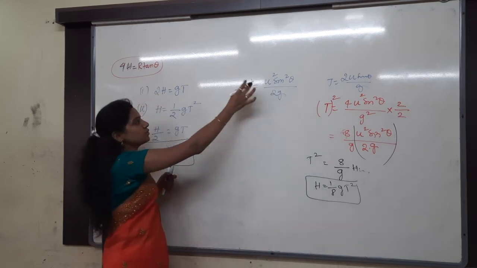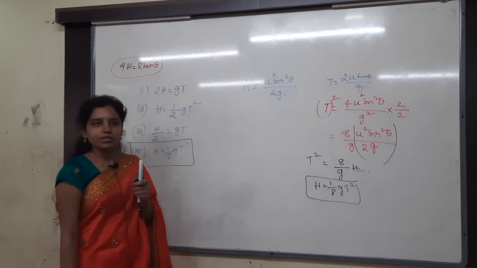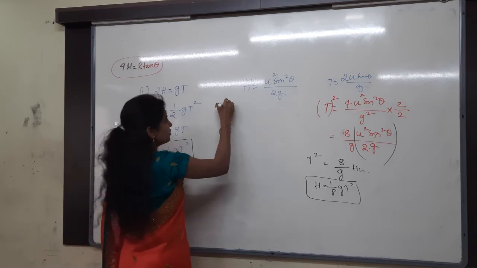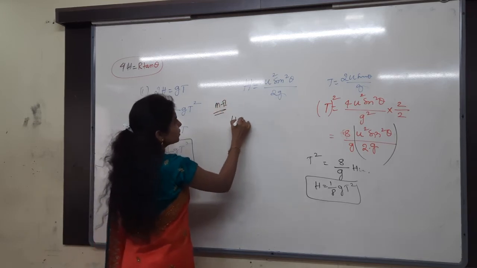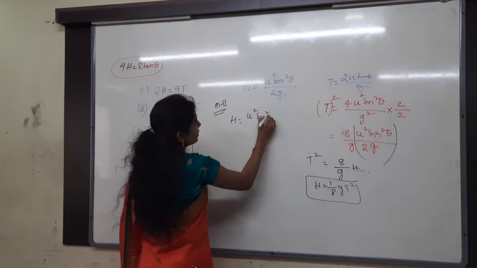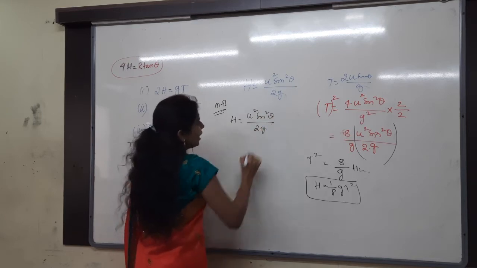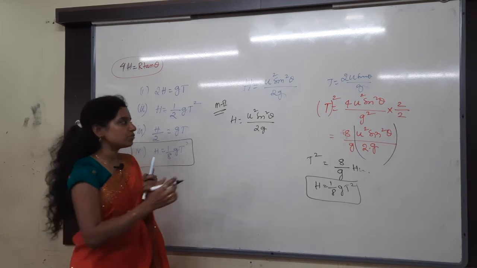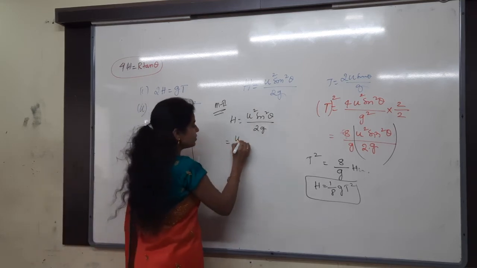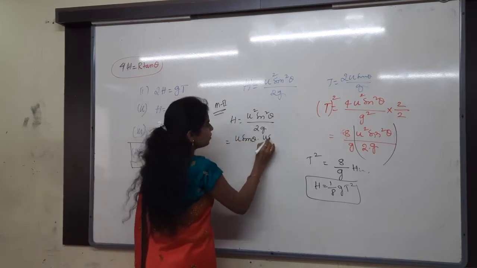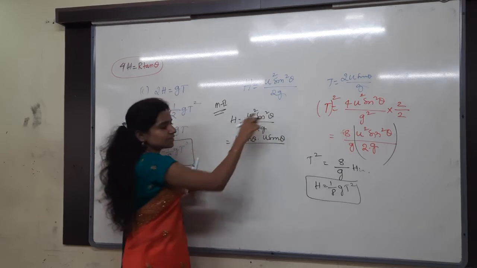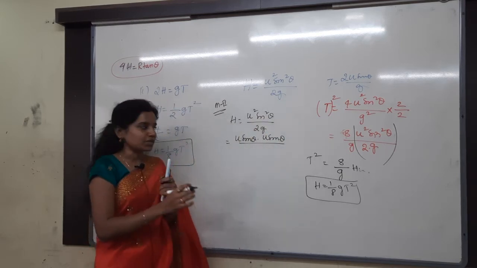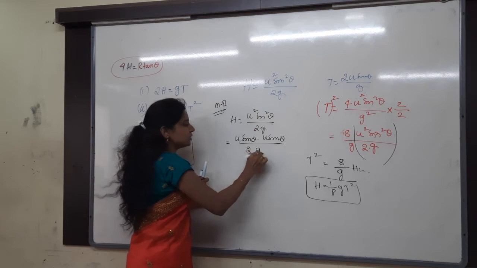Otherwise, if you take H is equal to u square sin square theta by 2g, I will do it in method 2 also, check that. So H is equal to u square sin square theta by 2g. I want to write what? T I have to write. For writing T purpose, what I will do? Nothing but I will write this as u sin theta into u sin theta, divided by 2g.